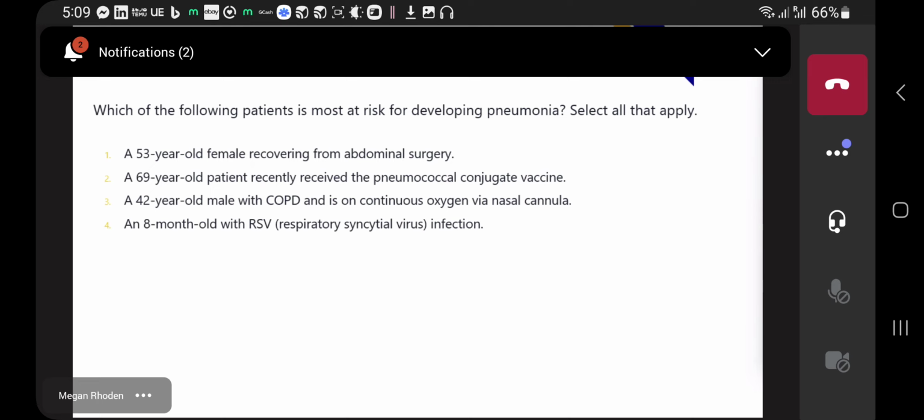And the last question of the day: which of the following patients or clients is most at risk for developing pneumonia? Select all that apply. Number 1, a 53-year-old female recovering from abdominal surgery. Number 2, a 69-year-old patient recently received the pneumococcal conjugate vaccine. Number three, a 42-year-old male with COPD and is on continuous oxygen via nasal cannula. Or number four, an 8-month-old with RSV infection. So 2 minutes on the clock. Who is most at risk for developing pneumonia? Select all that apply. Here we go.